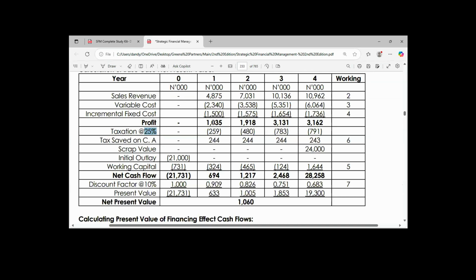Tax rate is 25% and is payable in the same year that the profit is earned. Therefore, 25% of the first year profit of 1035 gave us 259. In the second year, 1918 multiplied by 25% will give us 480. In the third year, 3131 multiplied by 0.25 will give us 783. In the fourth year, 3162 multiplied by 0.25 will give us 791. With this, we have calculated the tax liability.